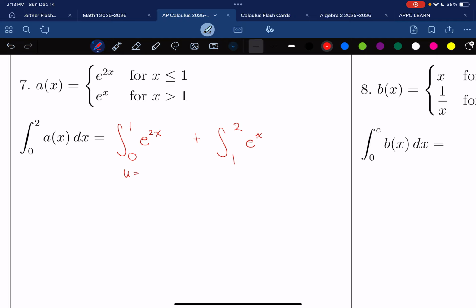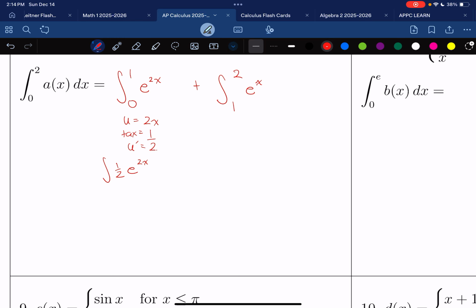You need to figure out who u is, you need to figure out who the tax man is, and you need to figure out who u prime is. So u is 2x, the tax man, I don't see anyone, therefore it's 1, and u prime is 2, therefore you're paying the tax man at a rate of 1/2, and my new integral really becomes the integral of 1/2 of e to the power of 2x.